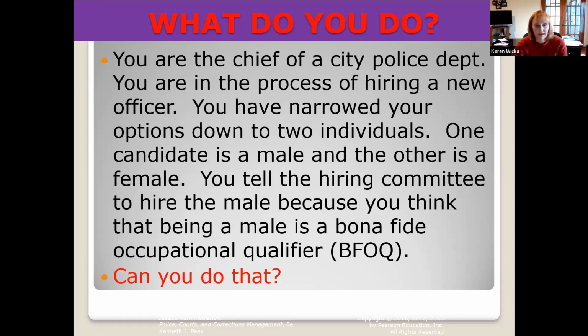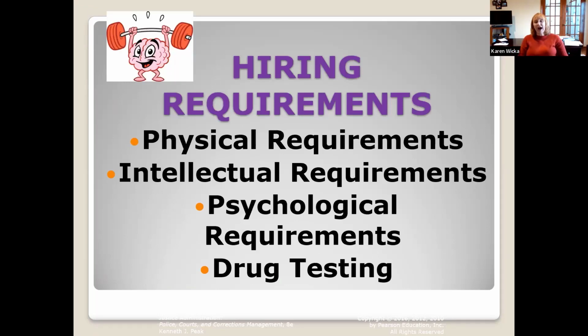So when you think about certain hiring requirements, physical requirements like height or weight or something like that, intellectual requirements, so the testing requirements, psychological requirements, drug testing requirements, these would all be things you would want to put on, like we're only going to hire people that fit certain characteristics. If you do that, you have to make sure those requirements that you're placing on the potential employees are not having a direct discriminatory effect on somebody. So if you just say males, that's direct.